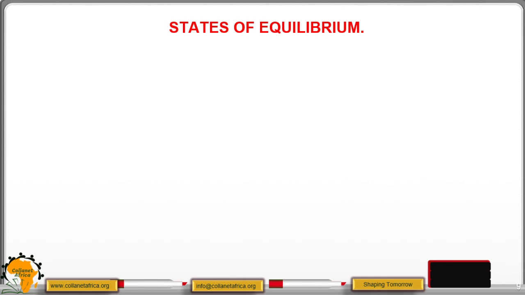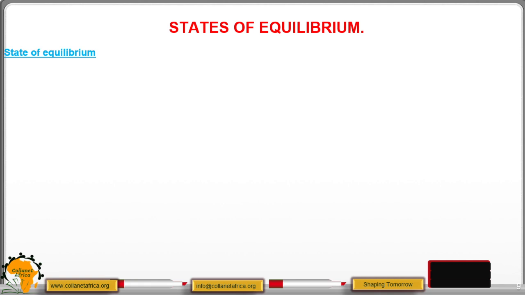In our first lesson, we defined the center of gravity of a body, and also we discussed the determination of center of gravity of both regular and irregular shaped bodies. In this lesson, we are going to discuss the states of equilibrium. Then we will look at the conditions for equilibrium. Finally, we look at applications of stability.